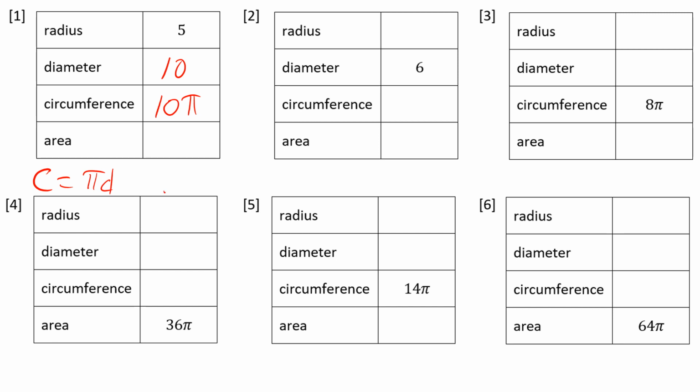Now for area, it's pi r squared. Well, I know 5 squared is 25. I've just got pi times 25. But again, mathematicians have agreed that we'd put the 25 first and call it 25 pi.